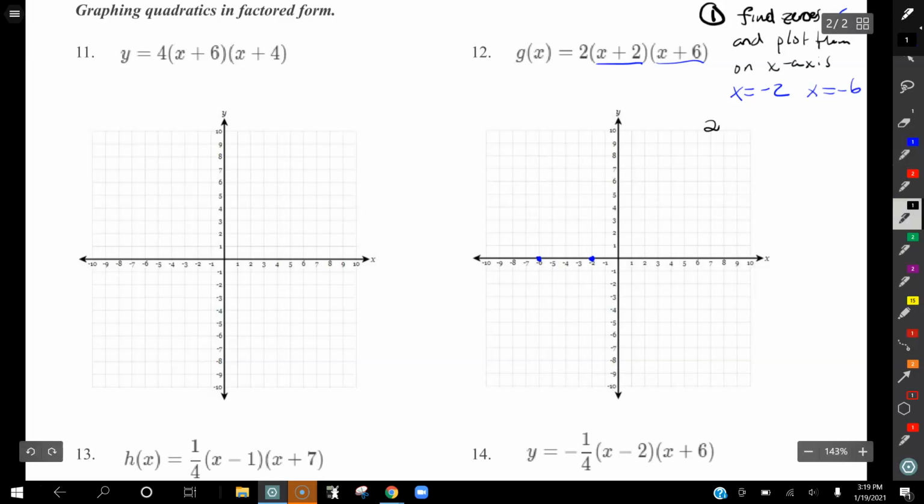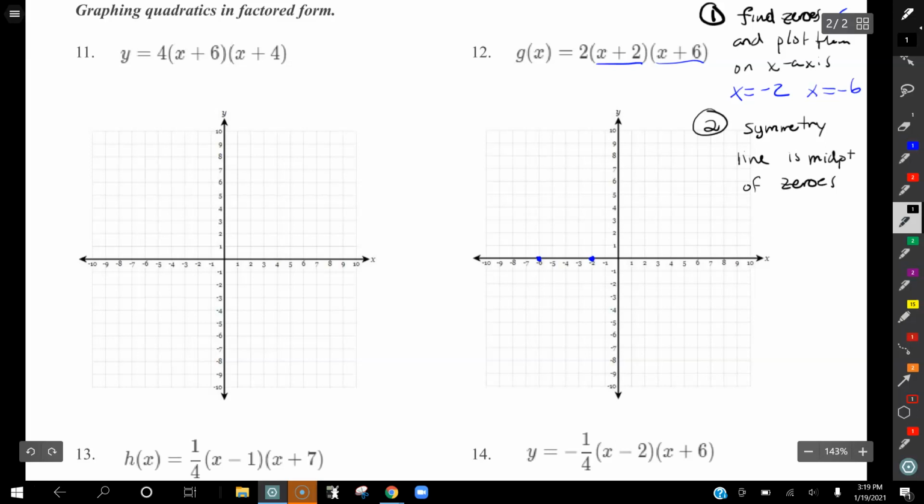Step 2 is we need to find our symmetry line. You probably did this in advanced algebra, but the symmetry line is the midpoint of the zeros. Somewhere in between those 2 dots, exactly in the center, is going to be the vertex. I'm going to draw this line really light here. It's coming down. So right there is the symmetry line because -4 is exactly in the middle of my 2 zeros.